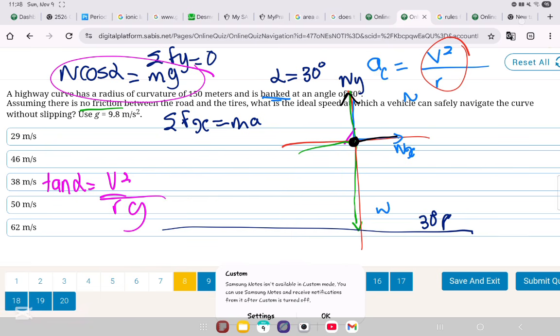But what do they want from us? They want from us the ideal speed. So we're talking about the velocity v. So we need to make it the subject of the equation. V squared equals tan theta times rg.